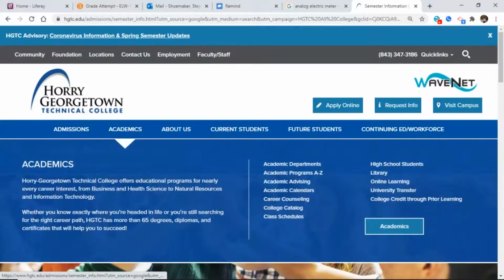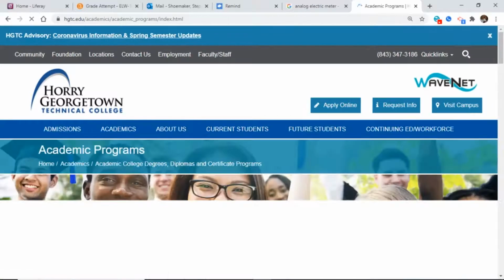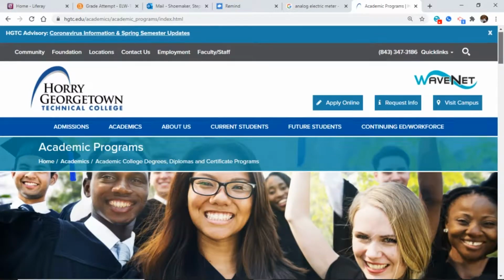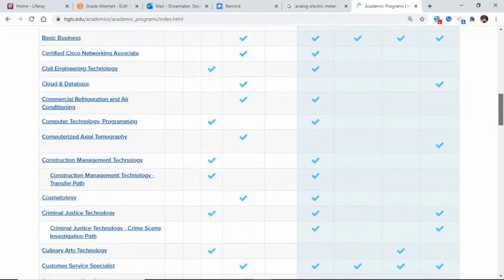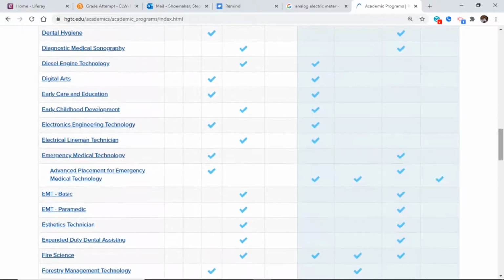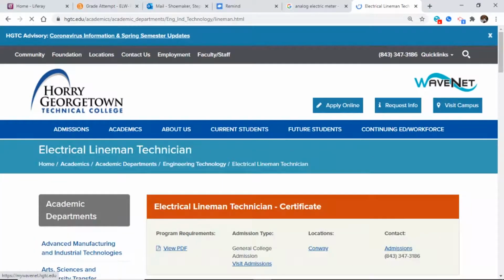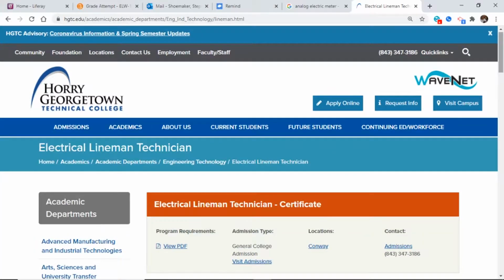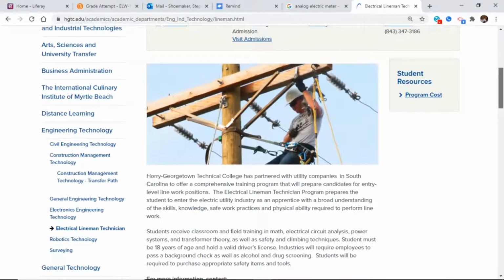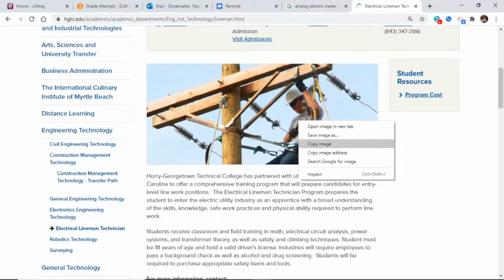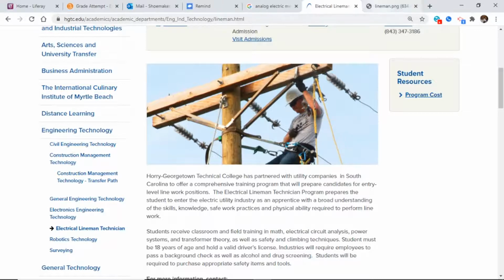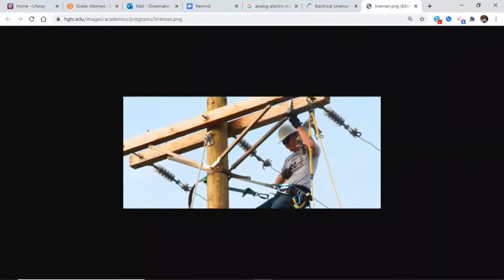Let's see, academics, A through Z. I want to go to electrical lineman technician. All right. So, open image in new tab. Kind of hard to tell in this.